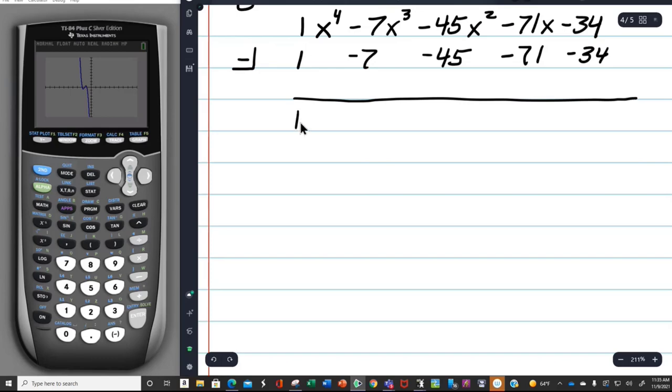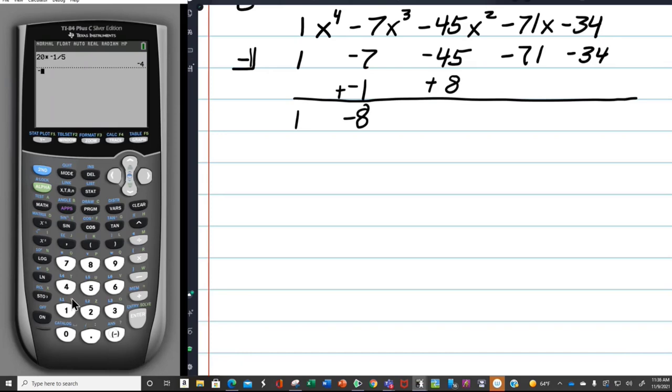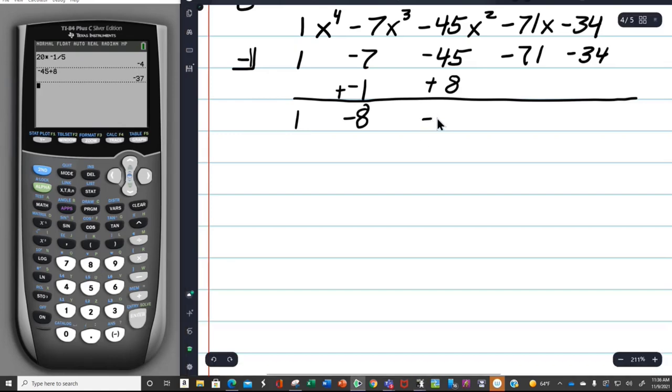Bring down the 1. 1 times negative 1 is negative 1. Negative 7 plus negative 1 is negative 8. Negative 8 times negative 1 is positive 8. Negative 45 plus 8 is negative 37. Negative 37 times negative 1. All right, let me make sure I've got this. Right, positive 8, okay. Negative 37 times negative 1 is positive 37.